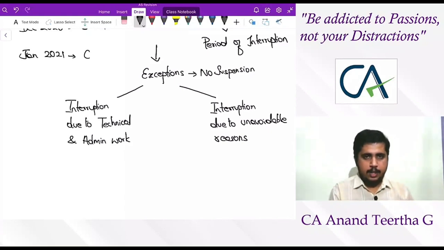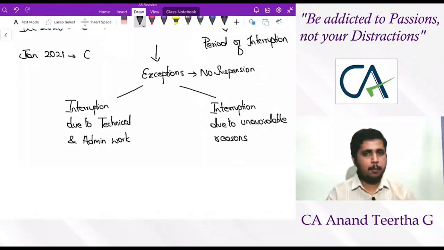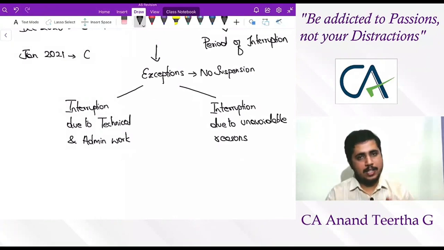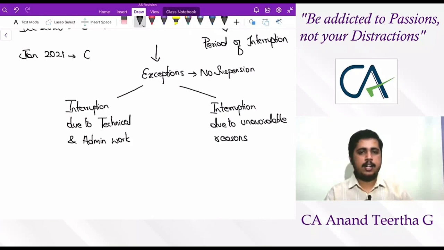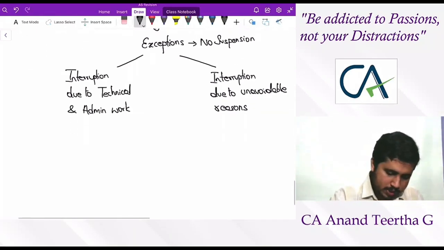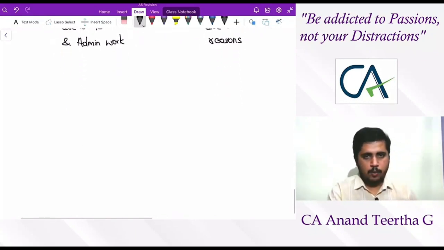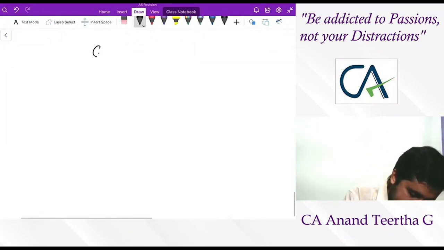So you started borrowing cost. In between, if there is an interruption, may not be there all the time, but if there is an interruption, then you can suspend them. But exception to the rule, if you are into admin work or if it is an unavoidable reason, no suspension takes place, it still continues with capitalization. Ultimately, once all the situations are over, finally it goes with cessation of capitalization.